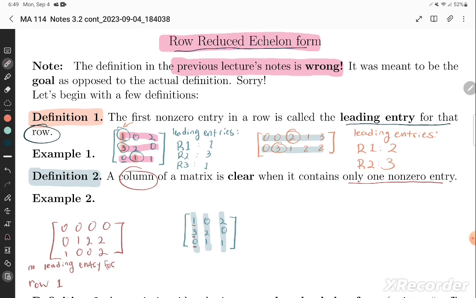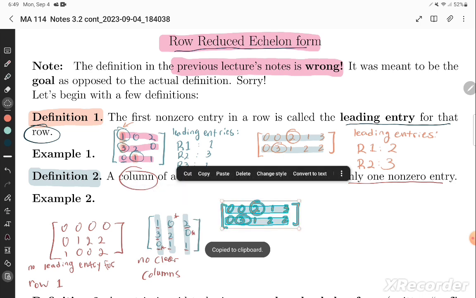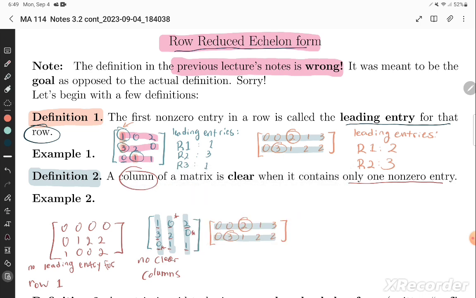And again, here I have a 0, so that's nice. And then here I have a 0. But in these columns, I still have more non-zero entries. So this matrix has no clear columns. I'm going to move that to the side a little bit. Now, if I take this matrix here, I'm going to copy it and paste it down here. I'm going to erase some things. And we're going to look at the columns again.